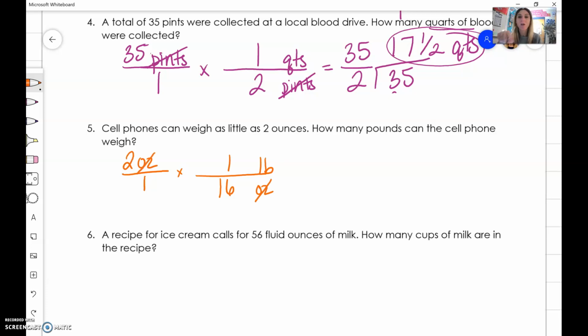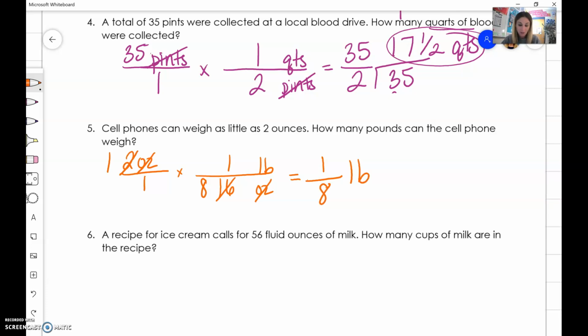Oh, but I can now cross simplify my 2 and my 16, which means I can divide both of those by 2. 2 divided by 2 is 1. 16 divided by 2 is 8. I'm going to multiply across. 1 times 1 is 1. 8 times 1 is 8. And I have 1/8 of a pound.